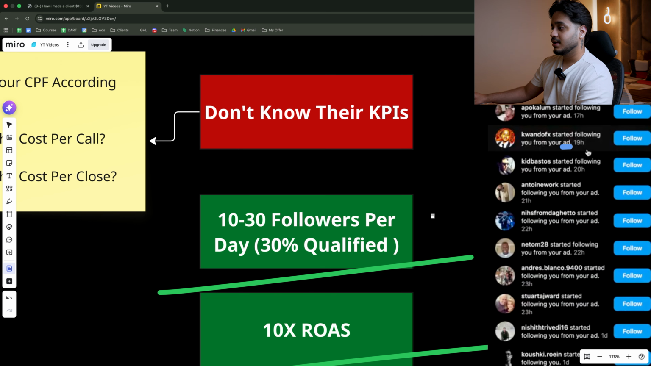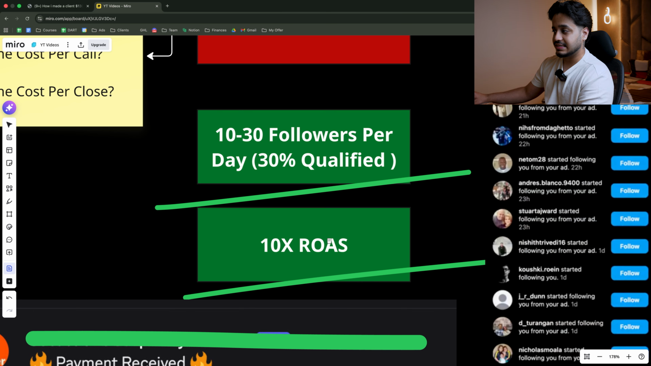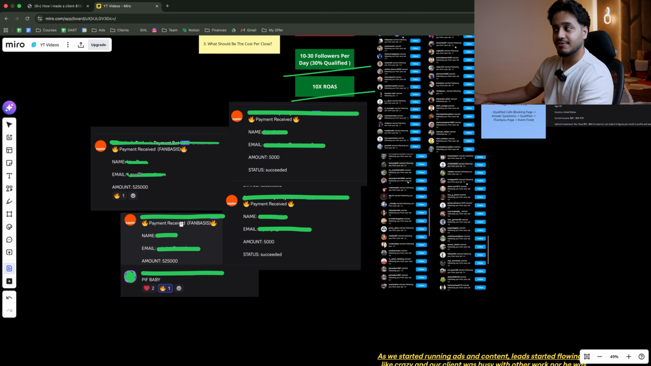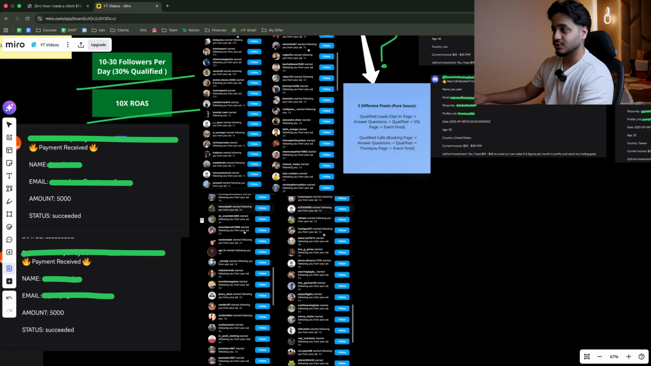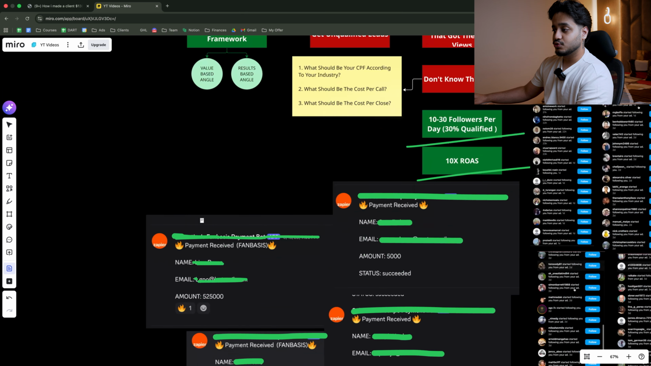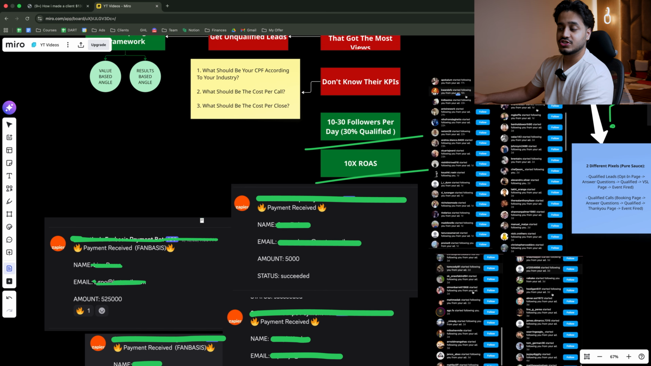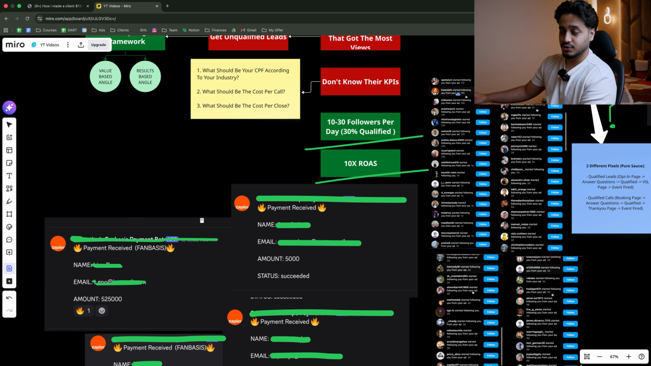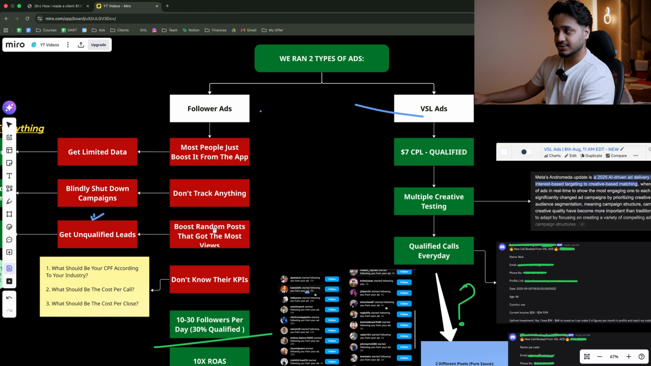The follower ads were giving us a crazy ROAS. So we were getting a 10x ROAS easily. We were getting sales every now and then, as you can see from these screenshots as well. And I'm talking paid in full sales, not just payment plan or random weirdos coming in and not being able to afford something, but painful sales.